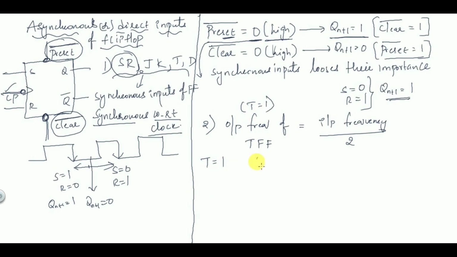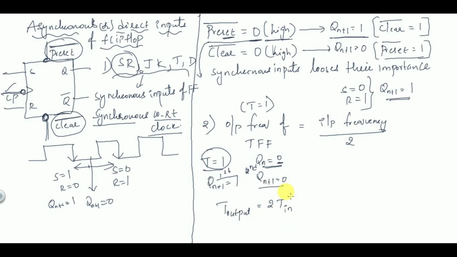When T is equal to 1, suppose initially Qn is equal to 0. So when you are given with T is equal to 1, what will happen? Qn plus 1 first becomes 1. And again, in order to become equal to Qn, it will take another clock period. For the first clock period, Qn plus 1 becomes 1. For the next clock period also, if you make T is equal to 1, then for the second clock period, Qn plus 1 becomes 0. So in order to have the output same as input, it requires 2 clock cycles, 2 into Tn.